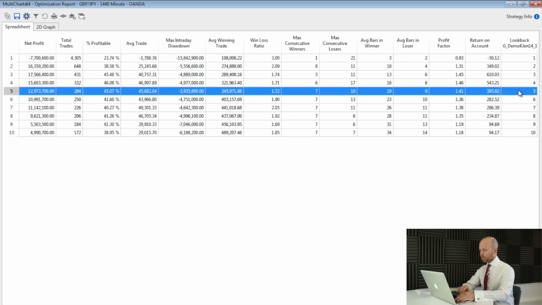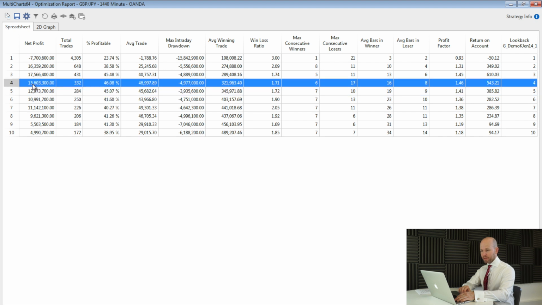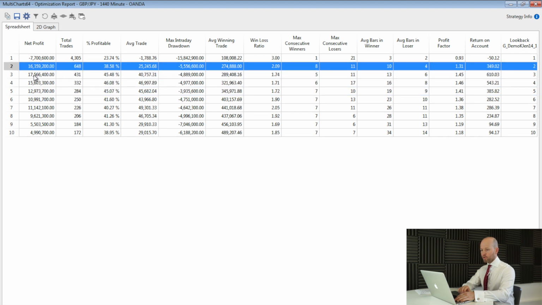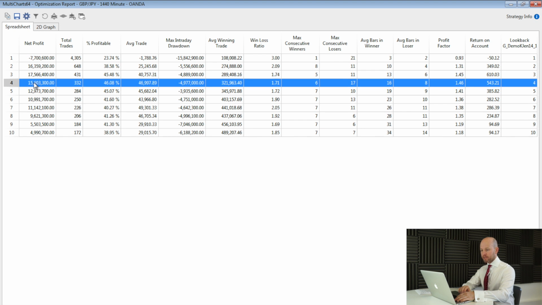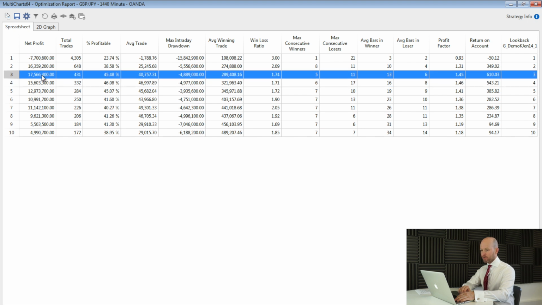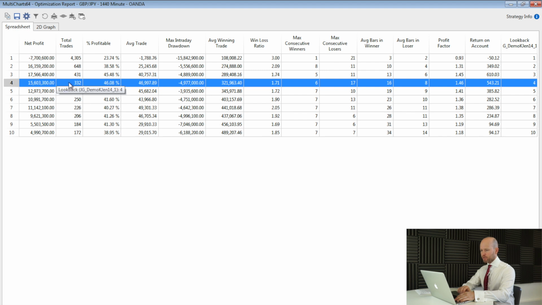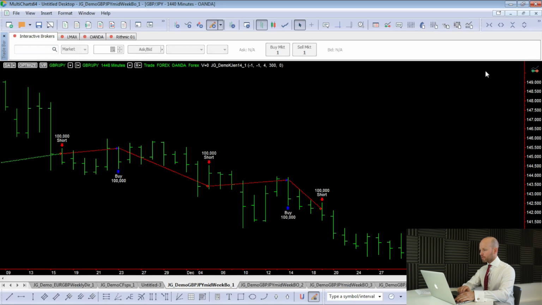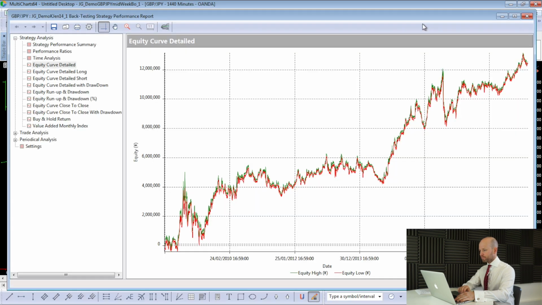Well, this is the results from 5, and I've checked from 1 through to 10. And we can see 5 makes 12 million. It is a good number. However, perhaps if we went 2, 3, 4, we would get better results. So 3 or 4, let's choose 4 and see if that has improved the equity curve. And that has improved the equity curve. So I'm happy to use 4, and it was kind of in the middle of some decent results too.